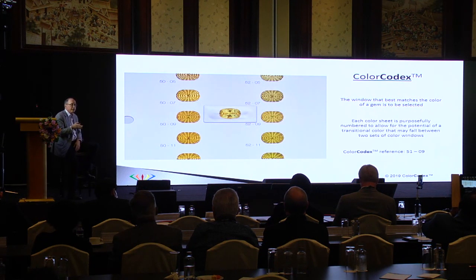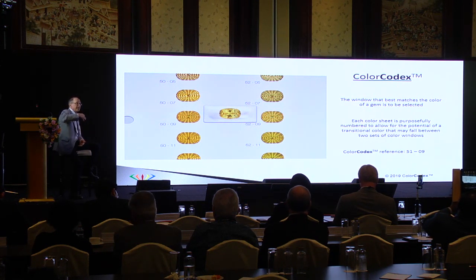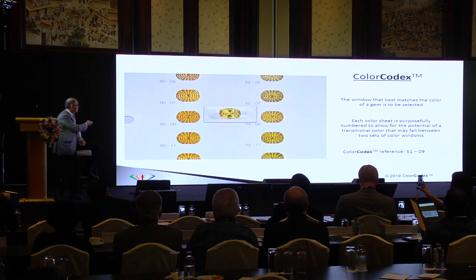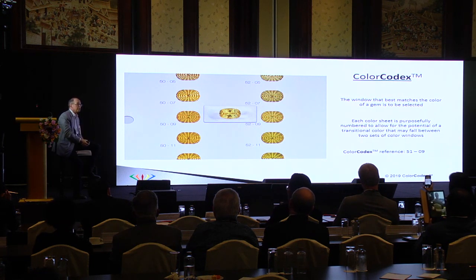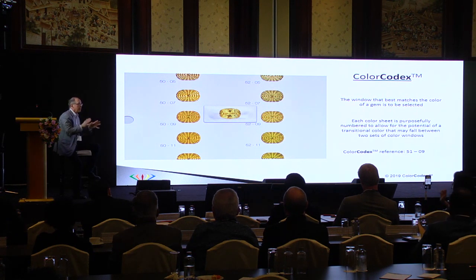The numeric convention that I chose when developing this system was done on purpose because it recognized the fact that you're going to have transitional colors, or colors that fall between two color windows. As an example here, there's a yellow sapphire, which falls in color between the column of 50 and 52 at about the 09 level of color intensity. So the color codex value for this would be a 5109. The system has already anticipated and foreseen colors that are going to fall in between these color windows, and so the numeric value already fundamentally exists.